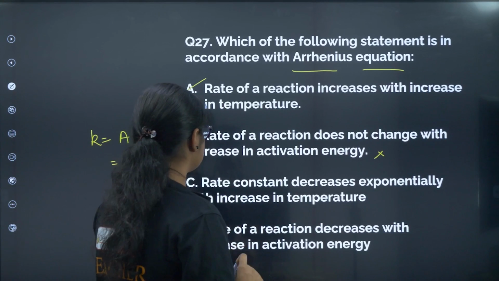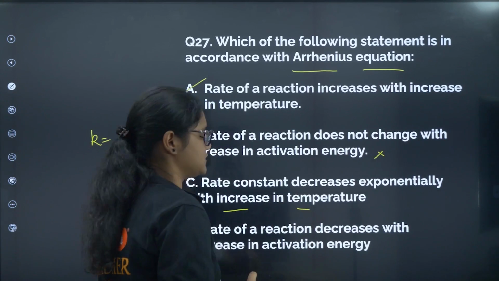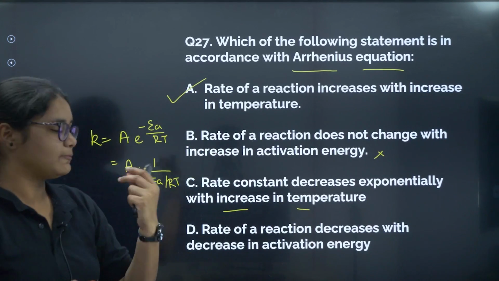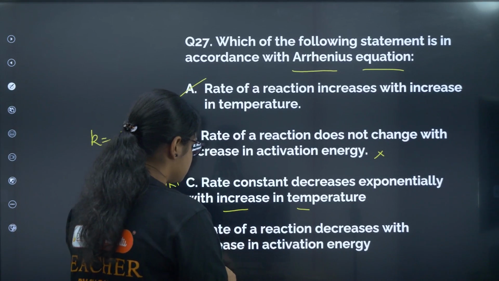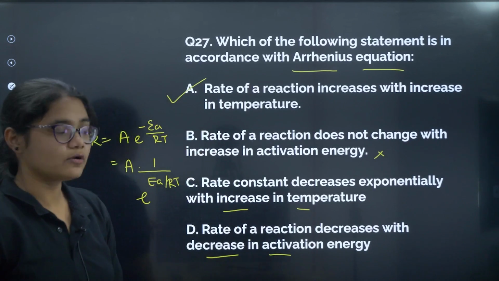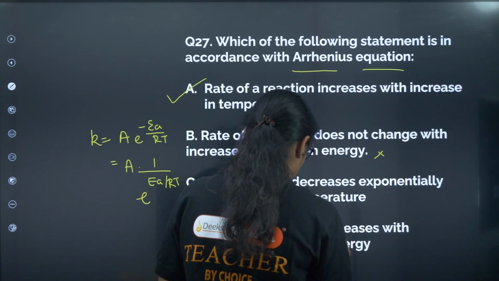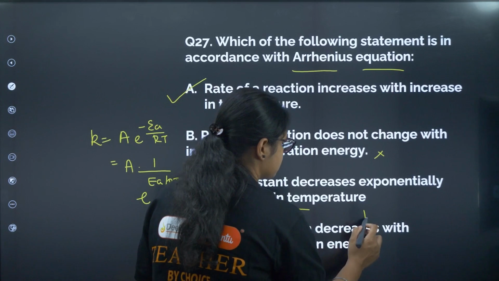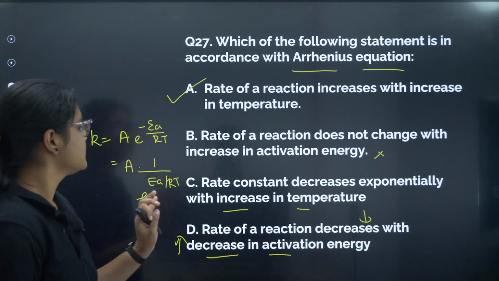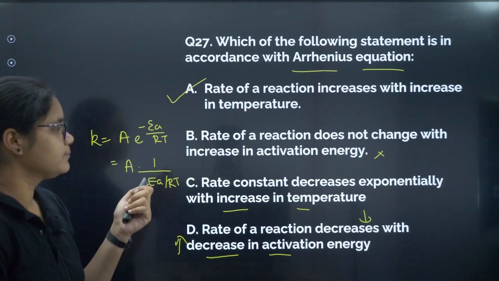Rate constant decreases exponentially with the increase in temperature. This is also incorrect. Whenever temperature increases, rate constant will increase. Rate of a reaction decreases with the decrease in activation energy. This is wrong. When activation energy increases, rate of the reaction will decrease, and vice versa. Okay, so the correct statement is option A.